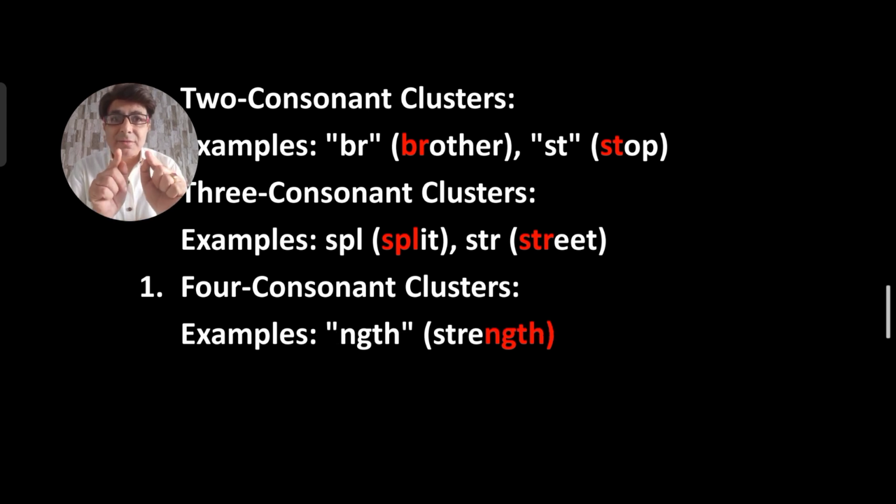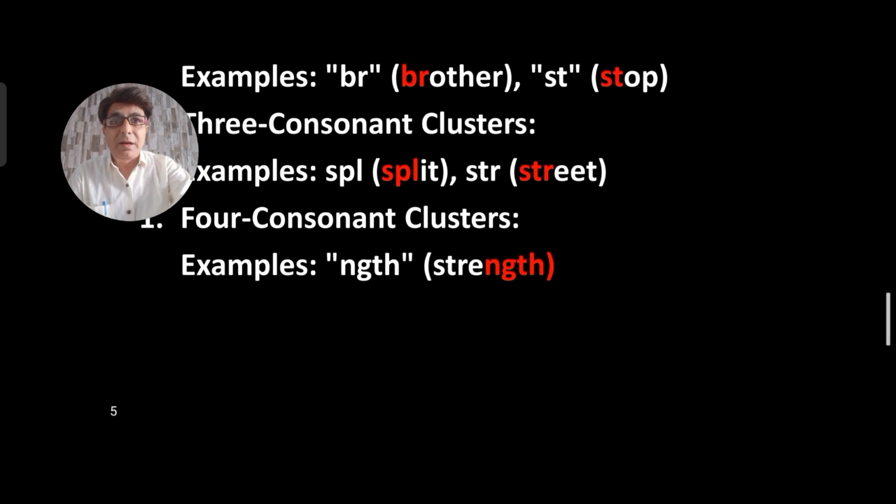strength. In this word there are two consonant clusters, one in the beginning, s and t, st, and one at the end, ngth. So two consonant clusters can also be found in one single word.